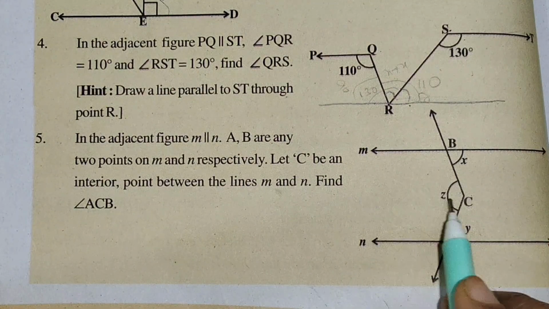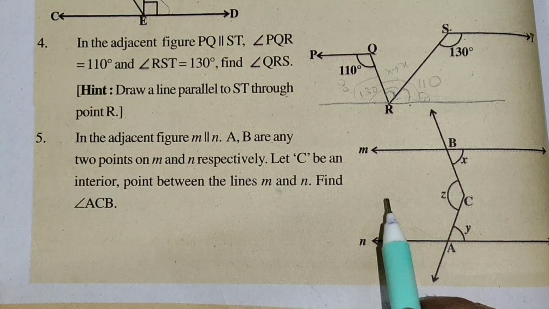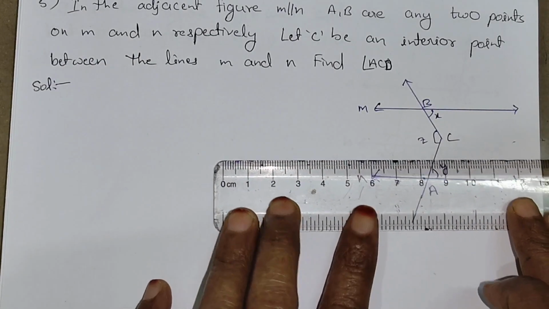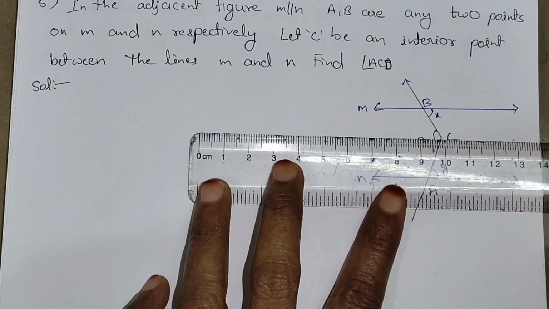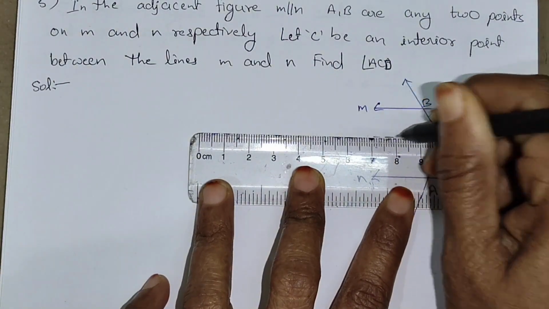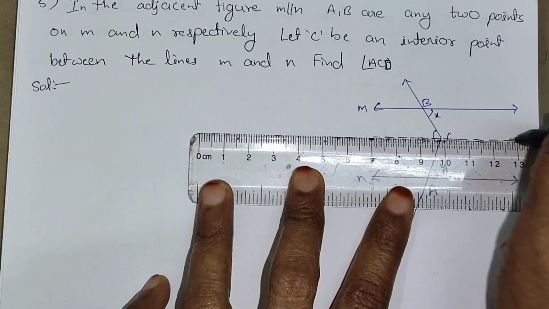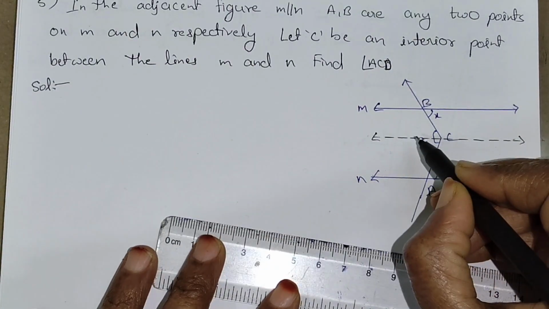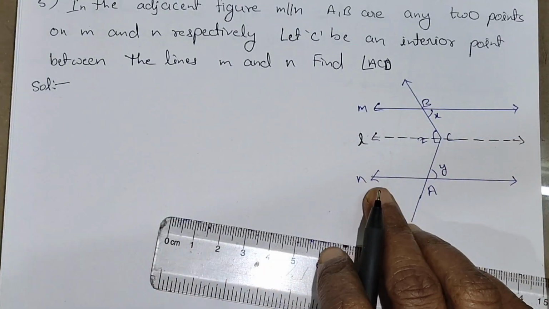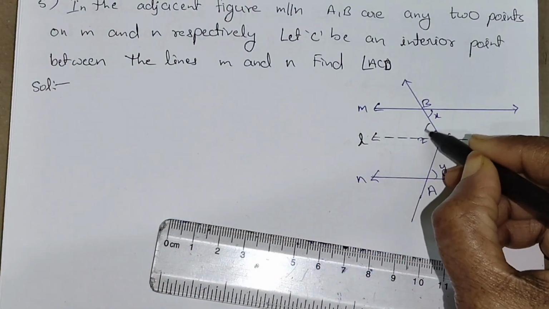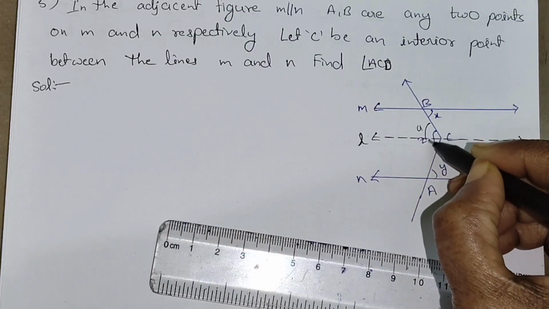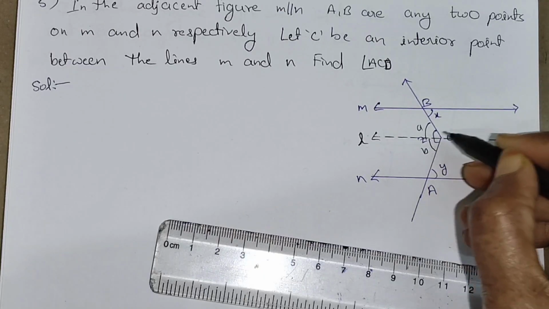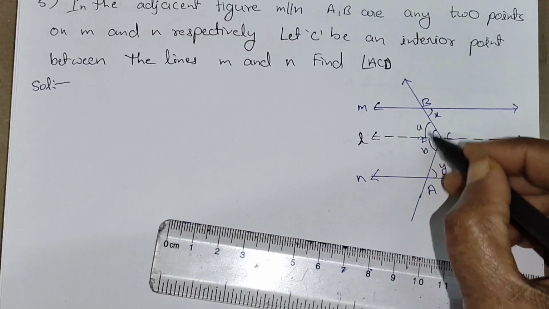First we draw a line parallel to M and N passing through C. Here L is the parallel line. This forms two angles: one angle is A, and this one is B. So Z equals the sum of these two angles. So here we find the A and B values.